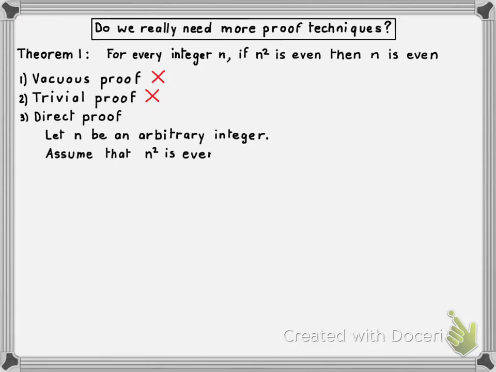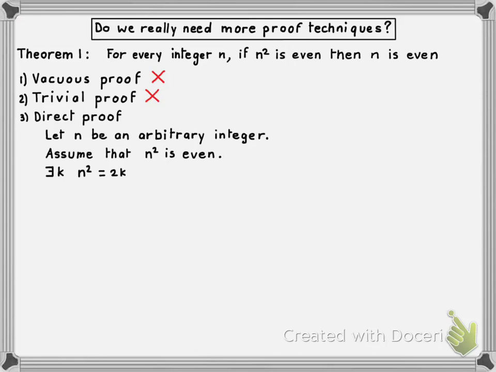Let's assume the hypothesis of the conditional, namely that n squared is even. And from there, we must prove that n is also even. So the only statement we have to start from is this one. So we're going to use the definition of even to infer that there must exist an integer k such that n squared is equal to 2 times k. But what do we do now?